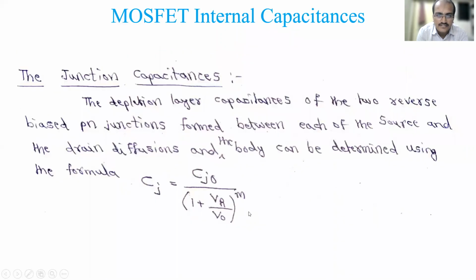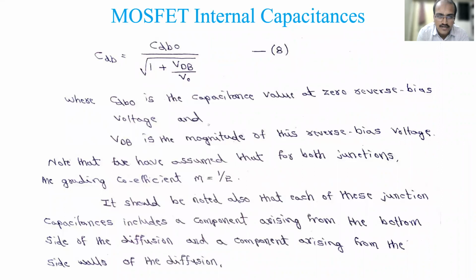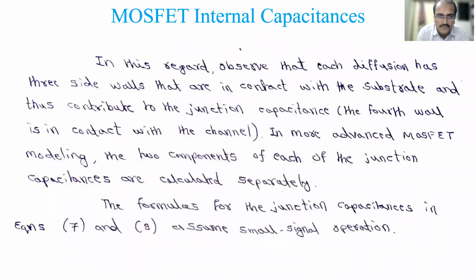Then junction capacitances will be calculated as reverse-biased PN junction capacitances. It will be given by this formula for the source diffusion and this for the drain diffusion. So that is about the MOSFET internal capacitances. In the next class we will see the problem and the hybrid pi model of this.